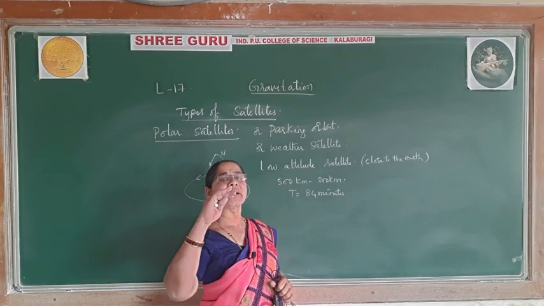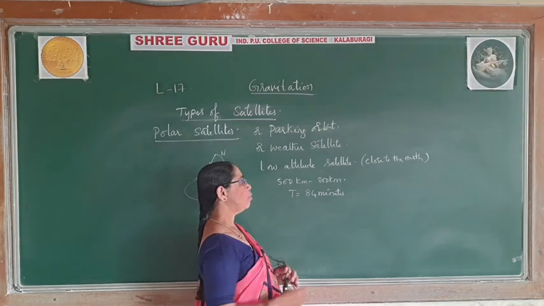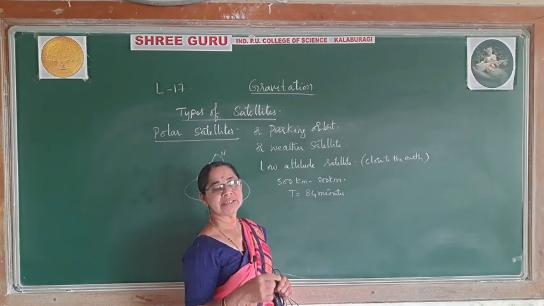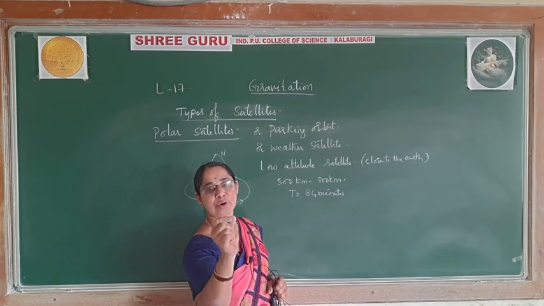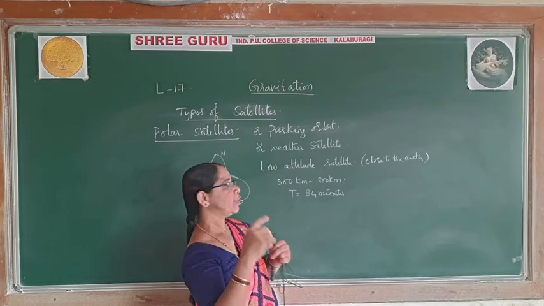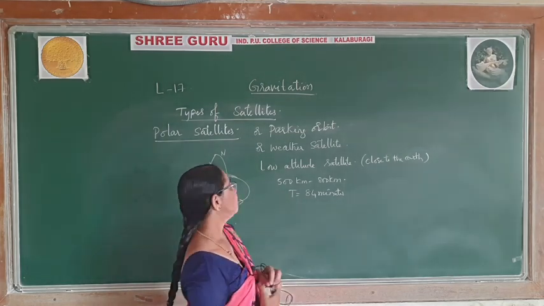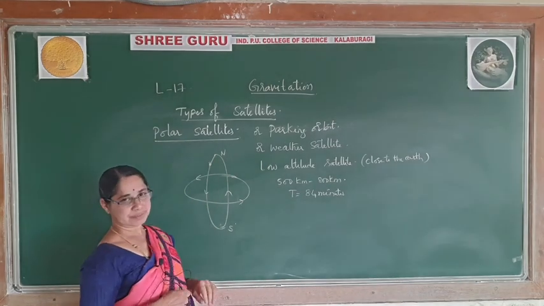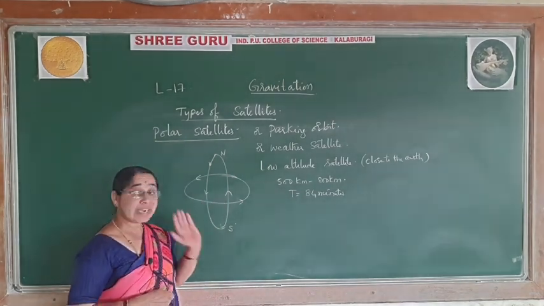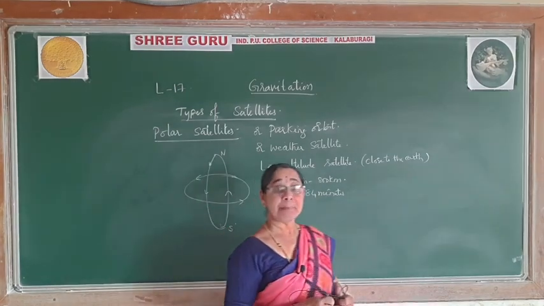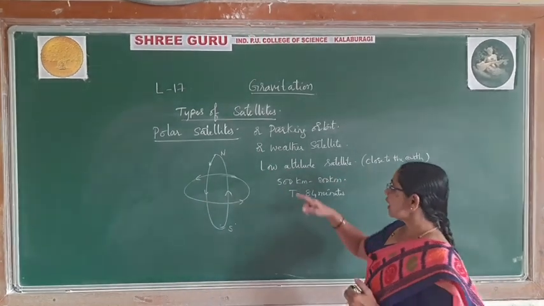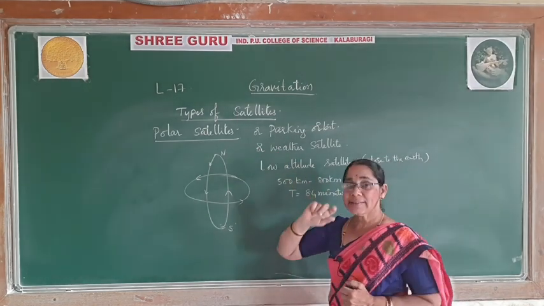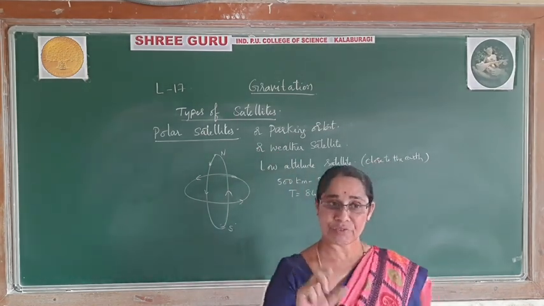If you increase the height slightly, the time period may go to 2 hours, and if you increase it a bit more it may go to 3 hours. That is how you can remember. But remember, at the same time it will be moving from north to south direction. What is the advantage of this satellite? Particularly, this is moving around from north pole to south pole, and in this satellite we can also fix a camera.